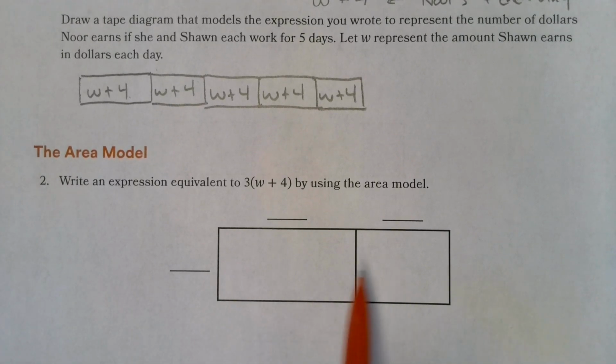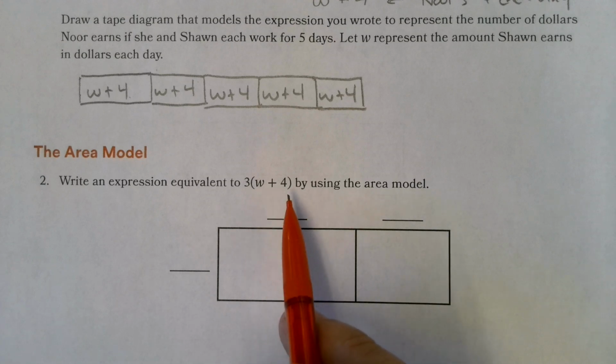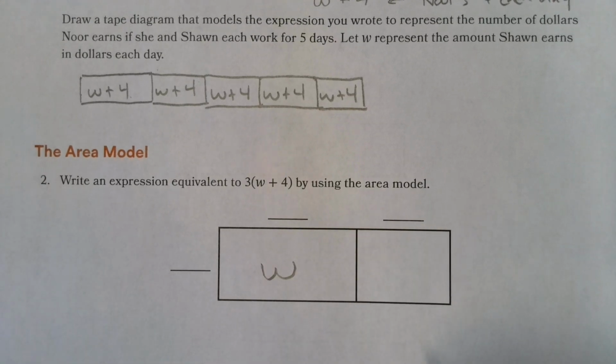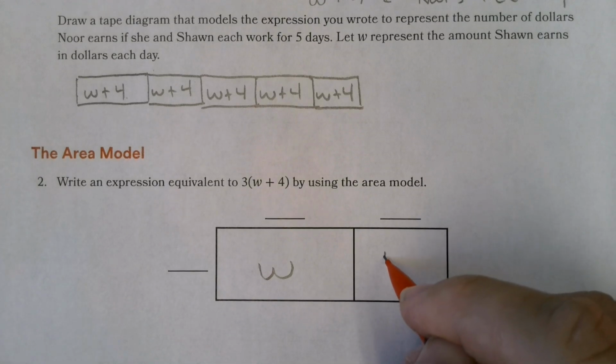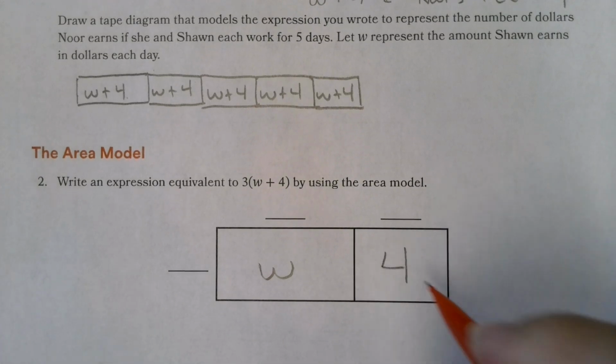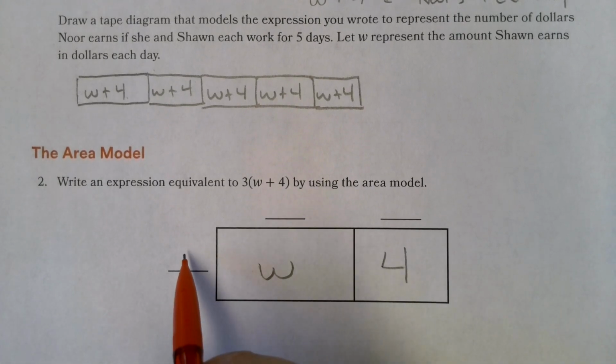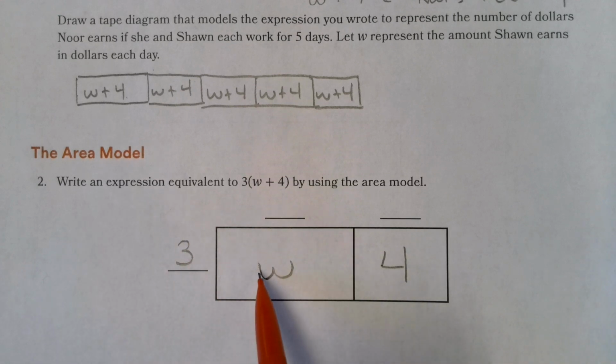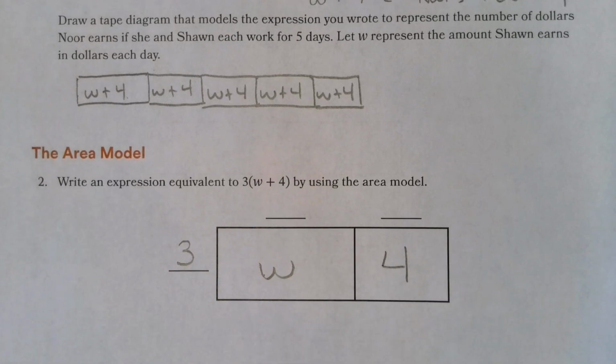Okay, this box is going to represent what's inside the parentheses. The first box is the first term, which is the W. The second box is the second term, which is a positive 4. This first blank outside represents what we are going to be multiplying by on the outside.